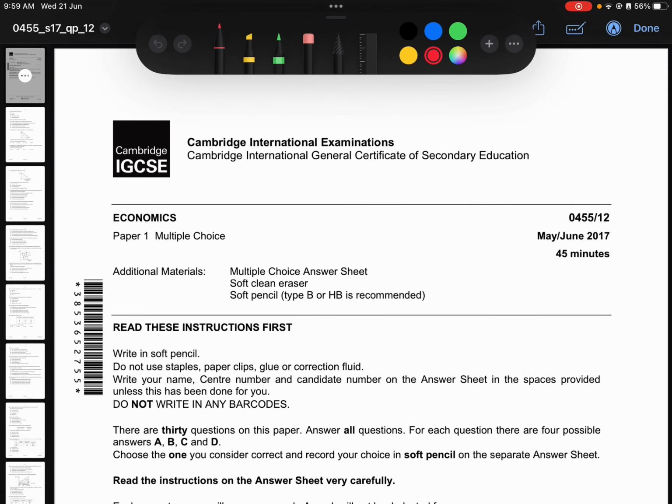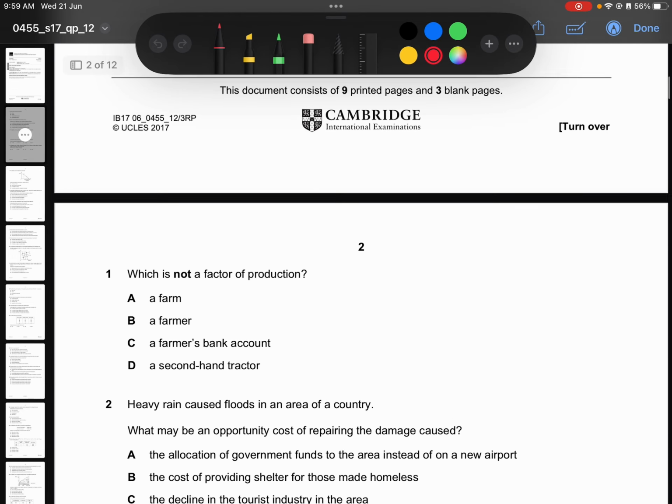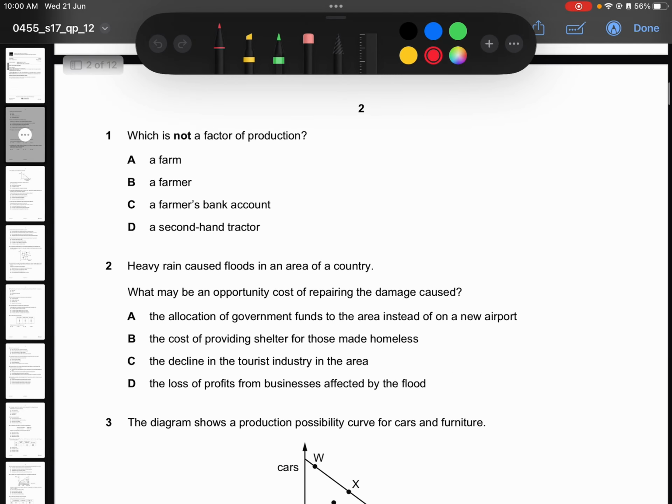Hello, today we are looking at 0455 IGCSE Economics, paper 1 2 from May June 2017, question number 1 to question number 15. Let's start. The first question which arises here is: which is not a factor of production?